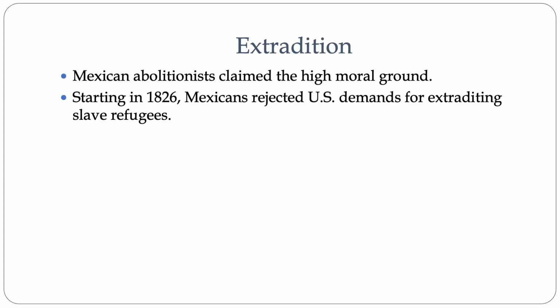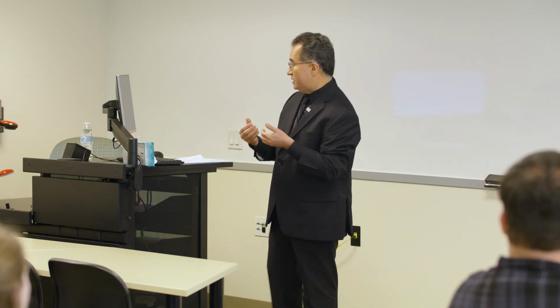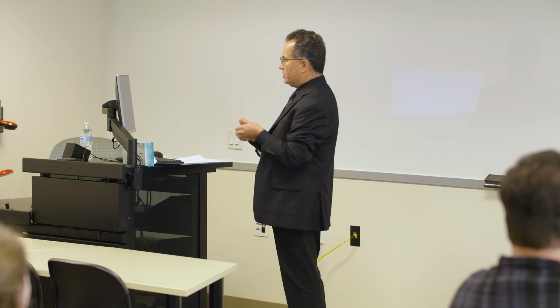When it came to extradition, the Mexicans claimed the moral ground. They claimed that the Americans were corrupt because Americans were slave owners. The Americans, in turn, claimed that Mexicans were inferior because they did not acknowledge the supposed natural condition of Africans, which, according to Americans, slavery was something natural. That was the condition that they were supposed to be in. So part of this is an ideological battle.